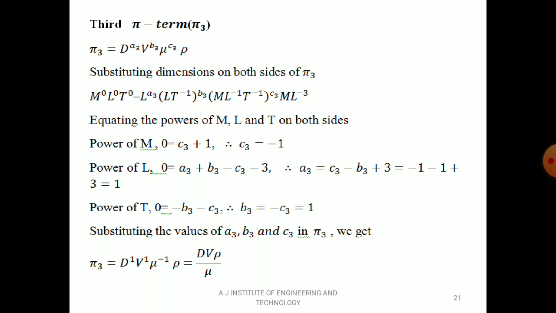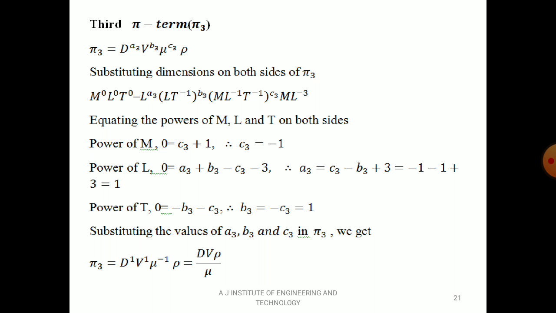Then equating the power of t. So t to the power 0 on left hand side, t to the power minus b3, t to the power minus c3 on right hand side. So 0 equal to minus b3 minus c3, therefore b3 equal to minus c3. So c3 value we have minus 1. So minus into minus, that becomes positive. So b3 value is plus 1.